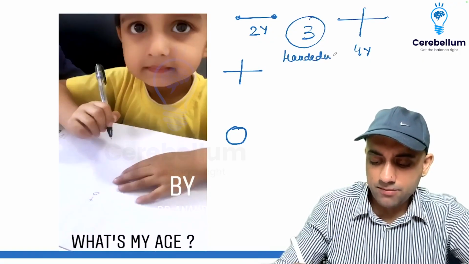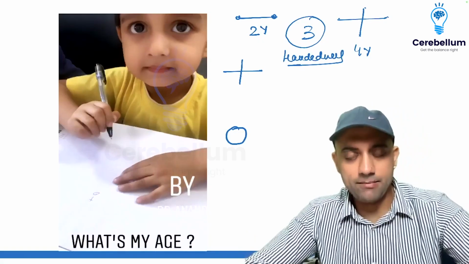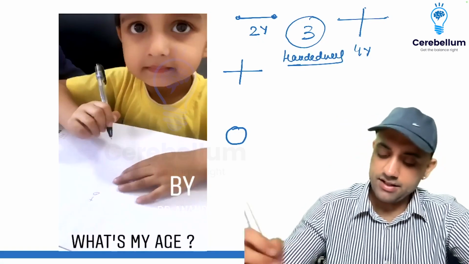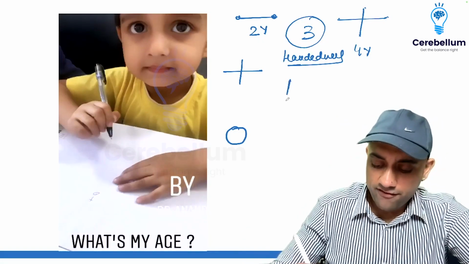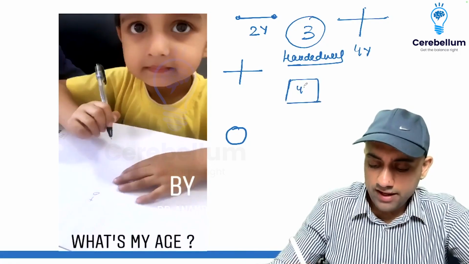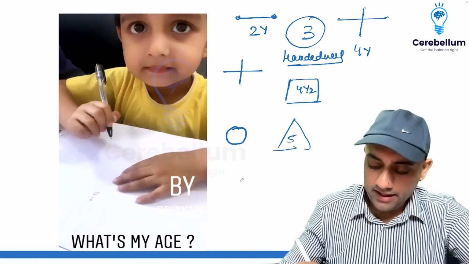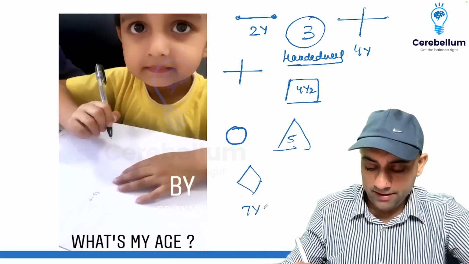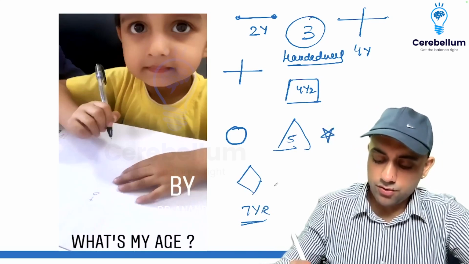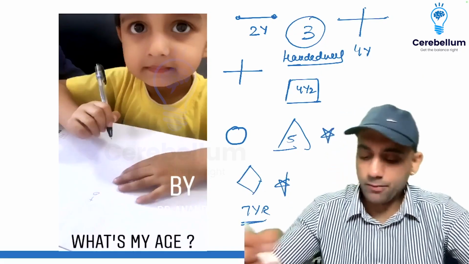So handedness comes by 3 years. I'm right-handed, my daughter is left-handed. It comes by 3 years. Then it is difficult for a baby to make 4 points together like that, so a 4.5-year-old baby can make a square. A 5-year-old can make a triangle and a 7-year-old can make a diamond. These important milestones you should know. 5-year-old and 7-year-old is an exam question.